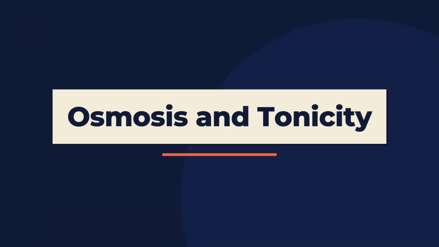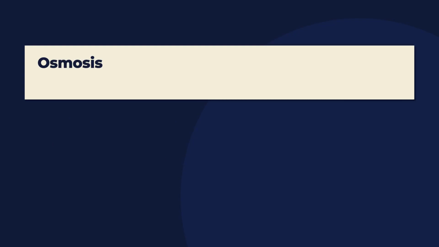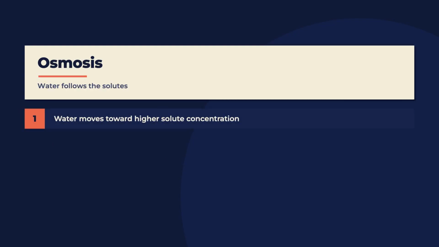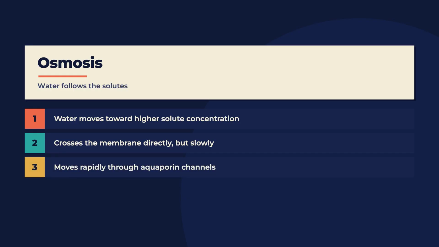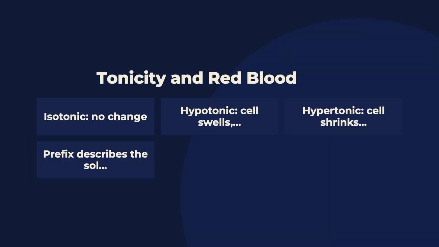Why does the wrong IV fluid destroy cells instead of helping them? The answer lies in one process, osmosis, the movement of water across a membrane, and its clinical cousin, tonicity. Osmosis is water diffusing toward the side with more dissolved solute. It can cross the membrane slowly on its own, or rush through special channels called aquaporins, which is why cells that need fast water movement are packed with them.